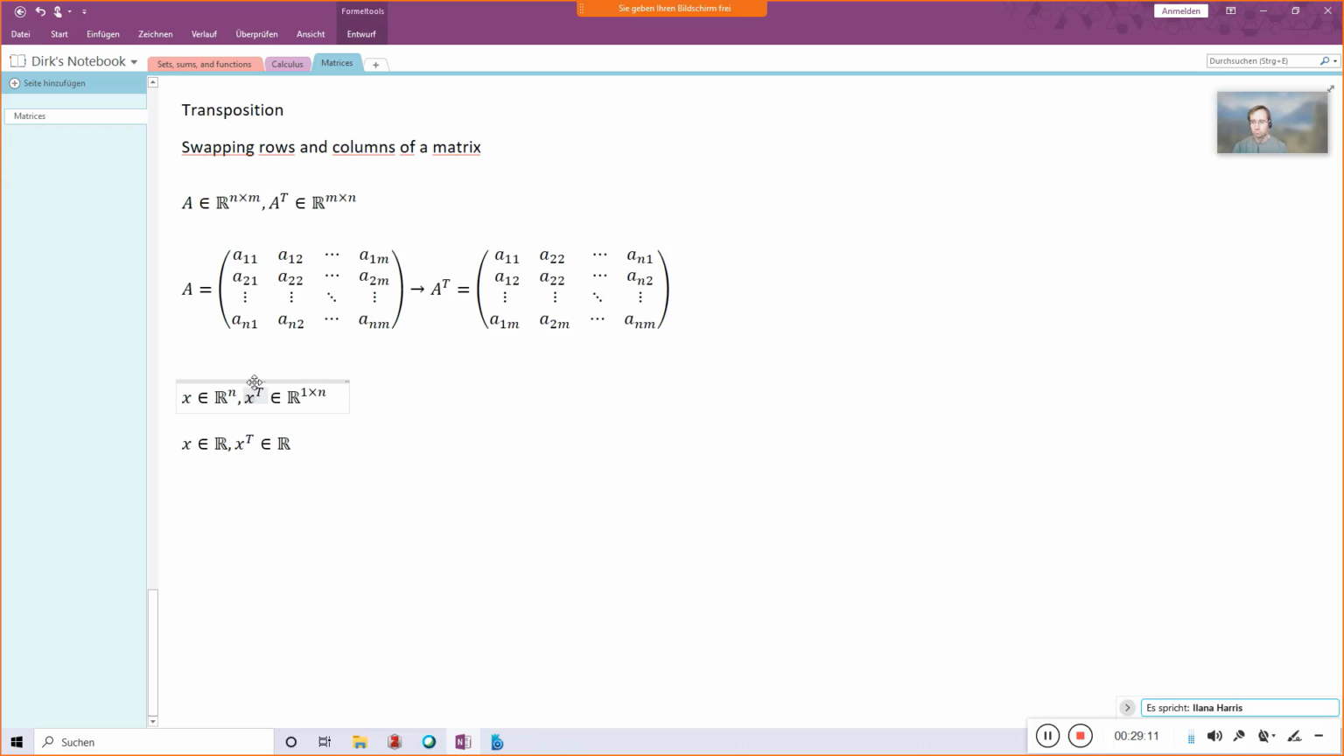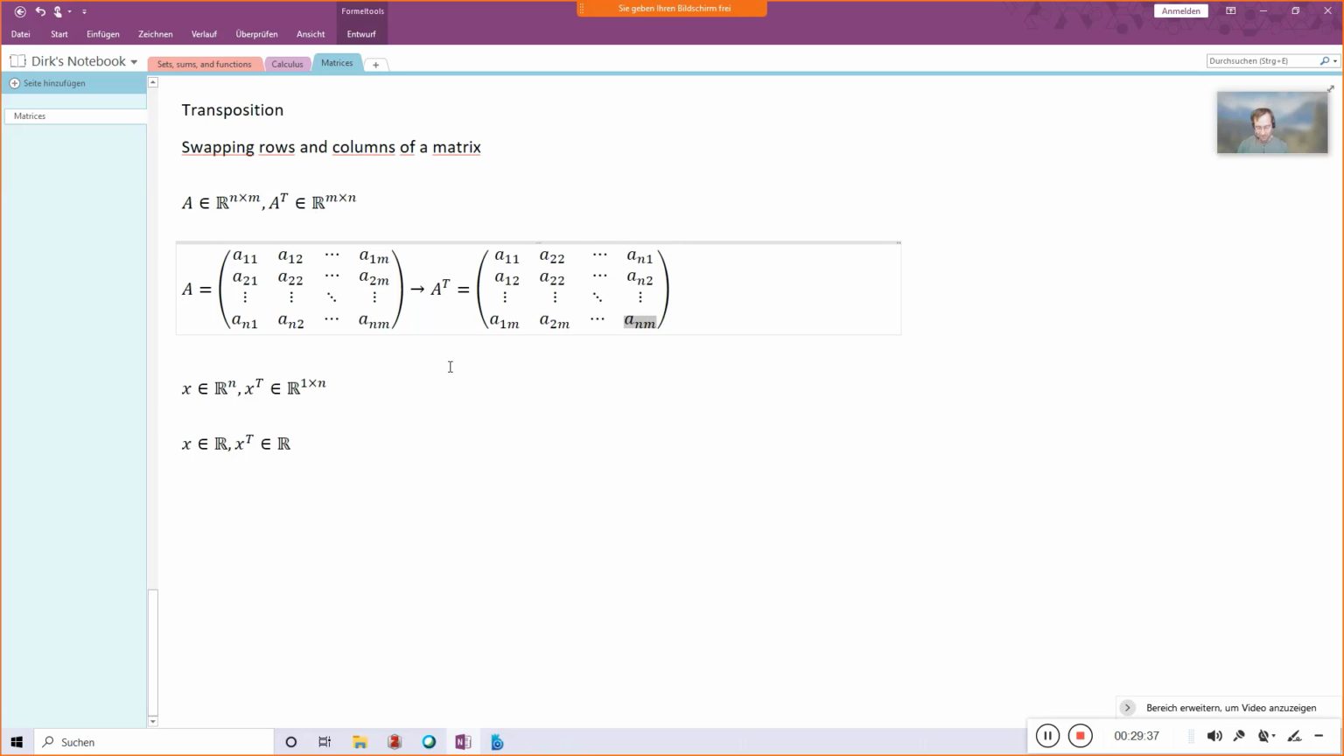Can I just confirm that the top left and the bottom right element would remain the same in both? So A11 and Anm is indeed the same in both matrices, correct? Yes, but of course, if you refer to the elements here, this is the nth element.